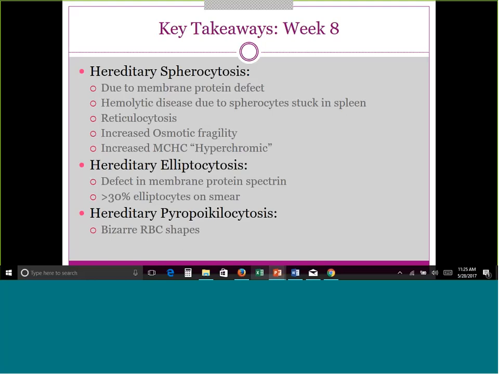Hereditary pyropoikilocytosis, as the name implies, lots of different shapes, lots of shapes going on. Pyro for when you heat it up, it becomes even more misshapen. So you get budding, pencil shapes, just bizarre red cell shapes in general.